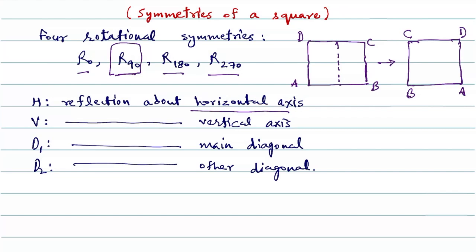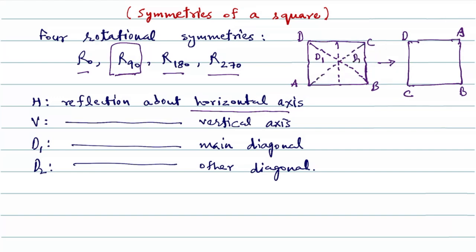Then we have two diagonal symmetries. The first one is symmetry in the main diagonal. We call it D1. So in this symmetry, B and D are left unchanged and A and C are interchanged. So A becomes C and C becomes A. This is D1.